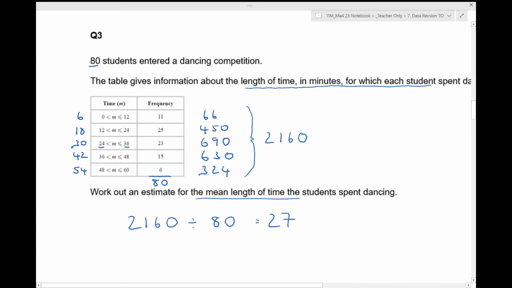By the way, why is it asking me to work out an estimate for the mean length of time? Why is what we're doing only working out an estimate of the mean? Let's have a think about that as we carry on, and we can talk about it after question 7.